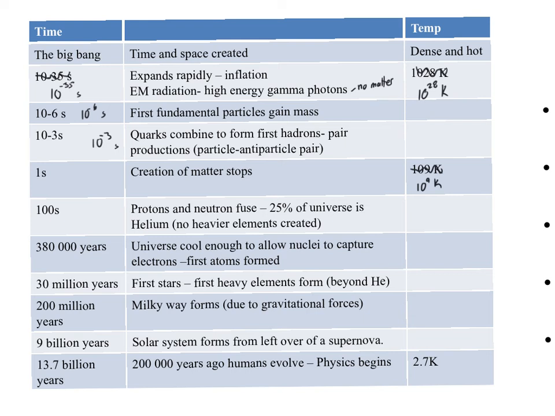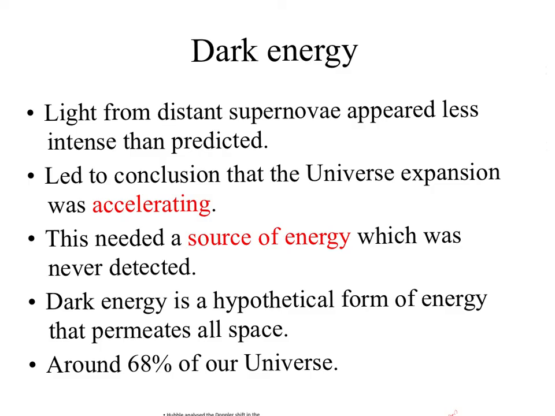Then after 9 billion years, the solar system forms from the leftover of a supernova, and then 13.7 billion years from the beginning, we have humans evolving. About 200,000 years ago humans started evolving, and we have physics starting, and the temperature is 2.7 Kelvin only.